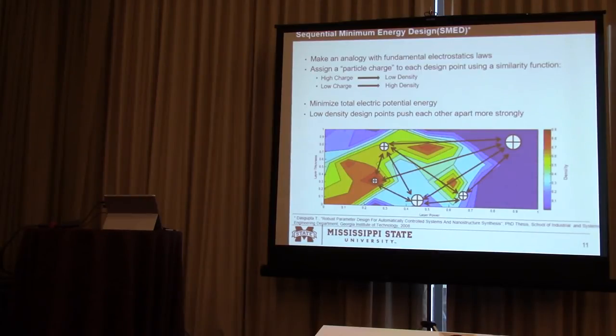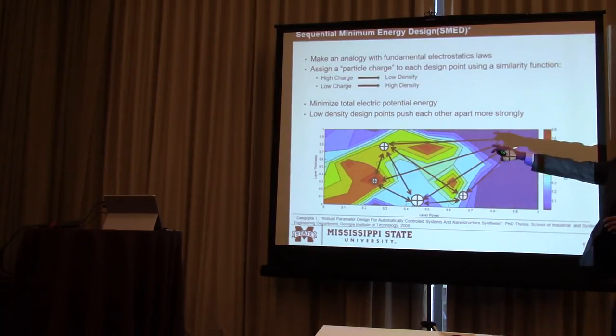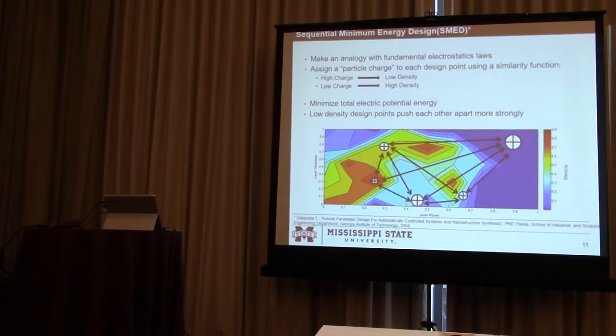Sequential minimum energy design is a new methodology developed by Dr. Dasgupta. It makes a direct analogy with a fundamental electrostatics law, where the total potential within a system is proportional to particle charges and their location. This methodology assigns a positive particle charge to each design point in order to balance optimization and space-filling properties. But how? For instance, in this simulated example, the objective is to maximize part density given two process parameters, laser power and layer thickness. This methodology assigns higher charges to design points with more potential of resulting in lower density, and vice versa.